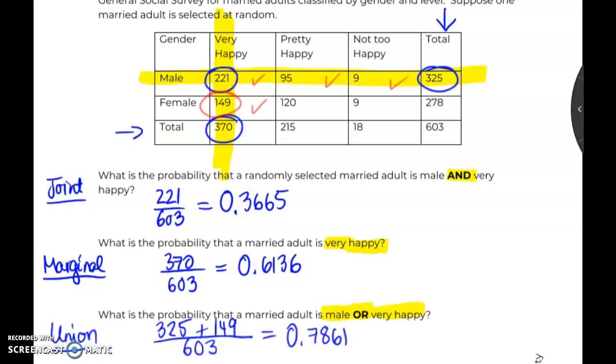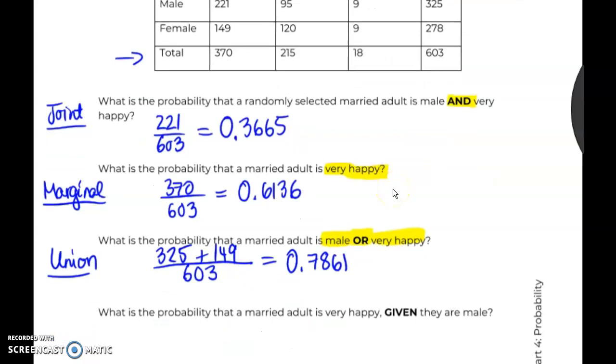And then we have one last type of probability, and I'll erase our table again here. So the last probability is asking, what is the probability that a married adult is very happy given they're male? So this is usually the probability that people struggle with the most. It's called conditional probability. So meaning we're not looking at everyone in our table anymore. We are going to look only at the male ones.